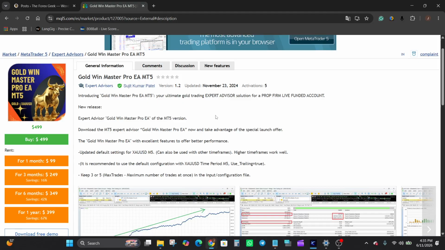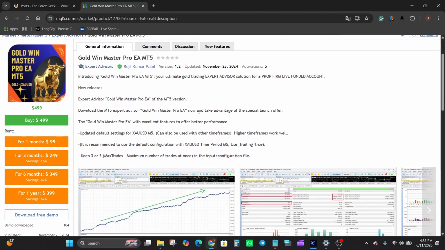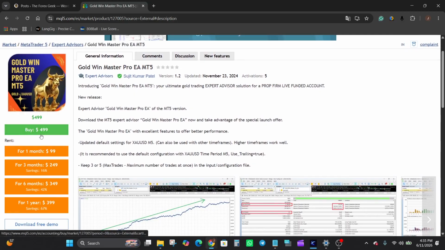Now, looking at the pricing section, it's available for a full purchase at 499 US dollars, or you can rent it monthly starting at 99 US dollars, with longer rental options going up to a yearly plan at 399 US dollars. 3 months is going for 249 US dollars, 6 months is going for 349 US dollars. Okay, so the yearly plan is shown as offering the best savings. So there is a flexible access model depending on how someone wants to try it.